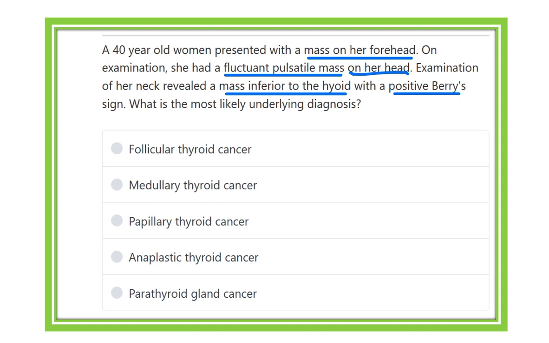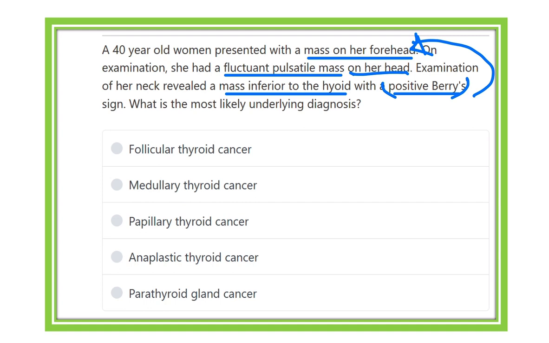The mass is inferior to the thyroid, with a positive Berry's test. It is diagnostic that the swelling or tumor is arising from the thyroid gland, because in the thyroid gland the Berry's test is positive. And also, you can see the mass on the forehead. That means the tumor or cancer from the thyroid gland goes to the forehead via the blood circulation.